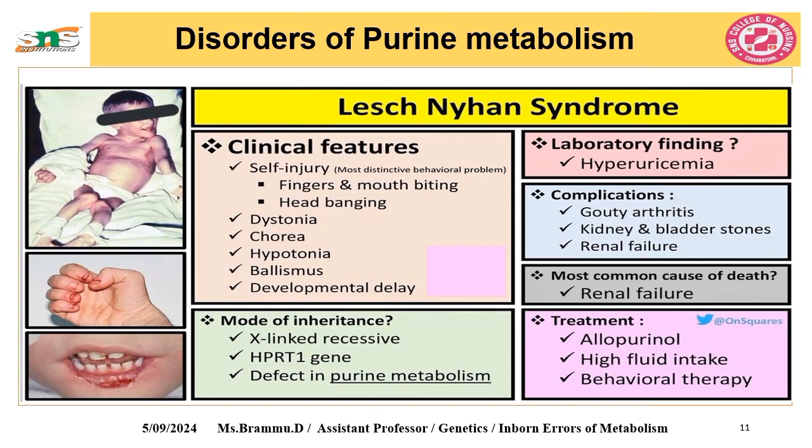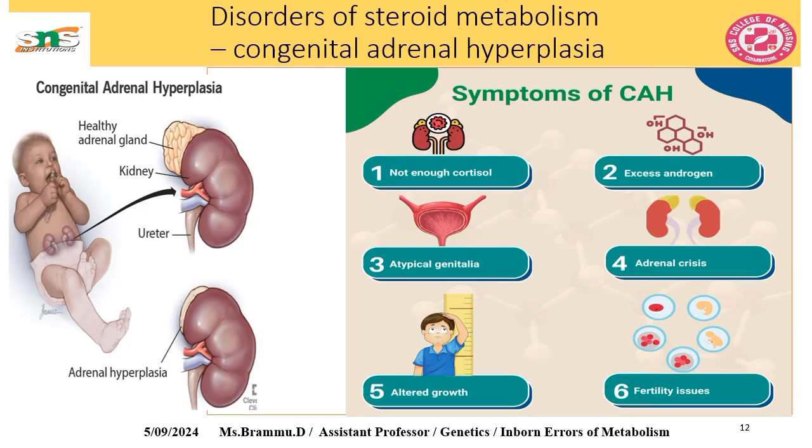The next topic we'll be discussing is purine metabolism. Due to a purine metabolism defect, a syndrome occurs which is characterized as Lesch-Nyhan syndrome. The clinical features of Lesch-Nyhan syndrome include self-injury. The baby will have dystonia, chorea, hypotonia, ballismus, and developmental delay. It is mostly caused by an X-linked recessive gene, the HPRT1 gene, which is a defect in purine metabolism. In laboratory findings, you can identify the disease by hyperuricemia.